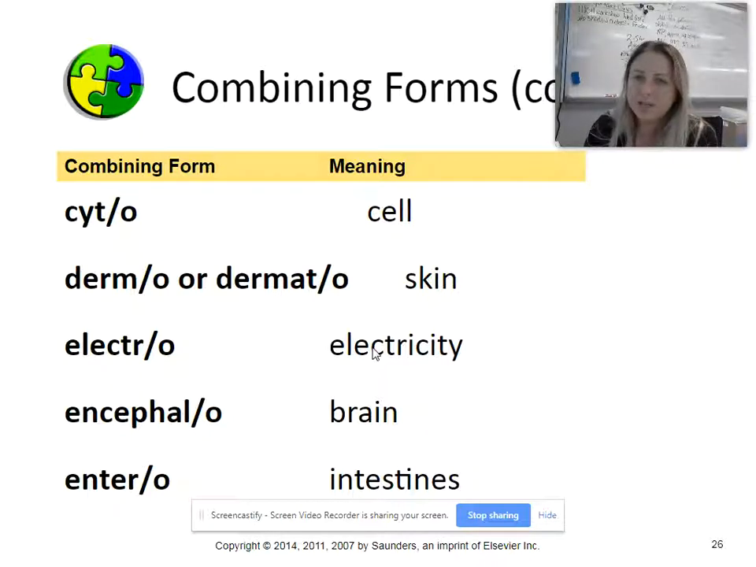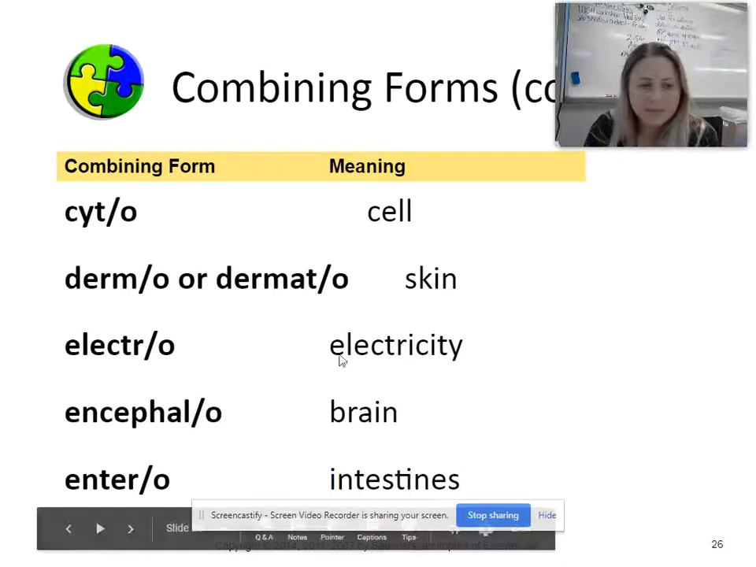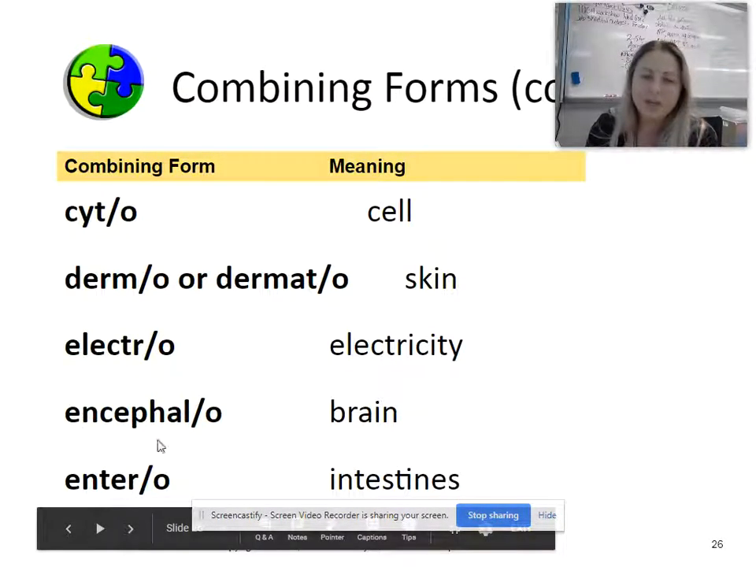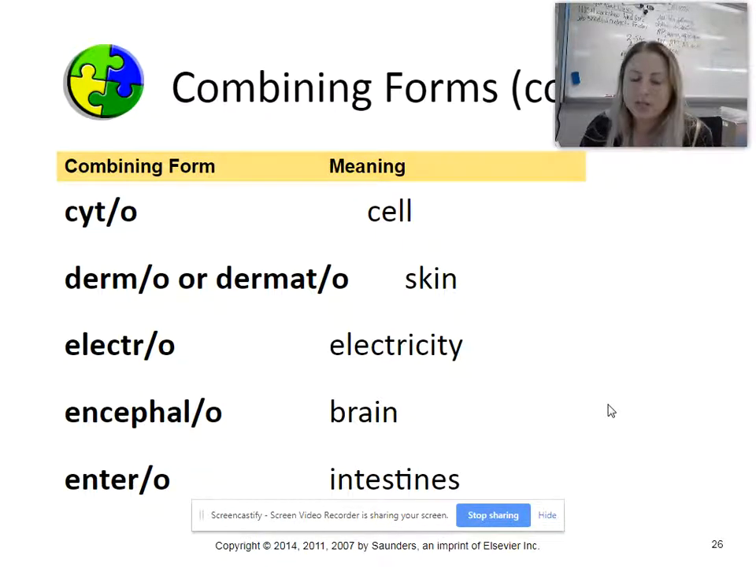Electro means electricity. We see this with an EKG, electrocardiogram, or an EEG, electroencephalogram. We learned those words with chapter 3 for technicians that read the electrical activity in the brain and the heart. Then we have encephalo. Because on the last page we had cephalo, that's the head. If we put an EN in front of it, it means inside, so inside of the brain. Entero is intestines, like a gastroenterologist specializes in both the stomach and the intestines.